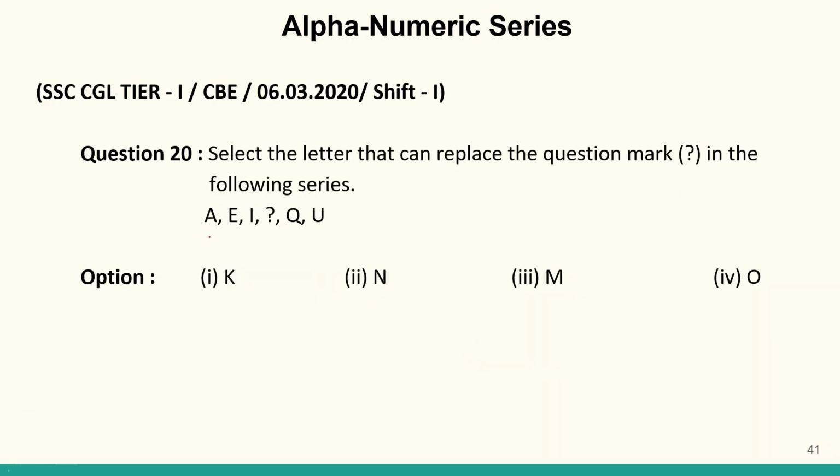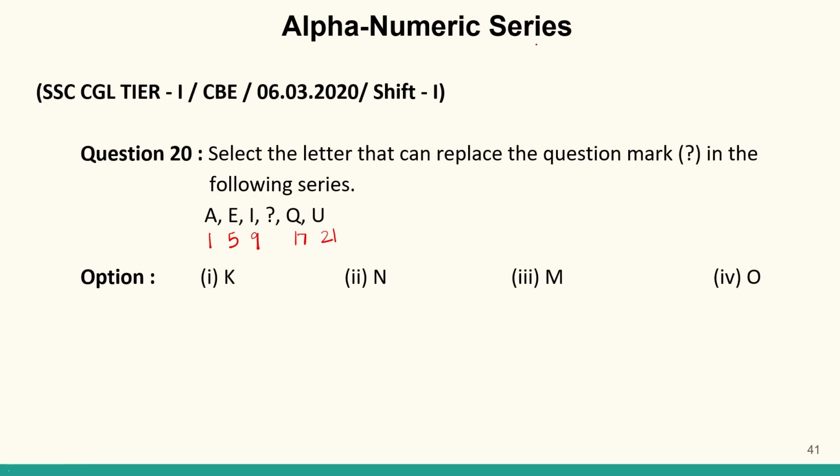Now this question. A is positioned at 1. E is positioned at 5. I is positioned at 9. Q is positioned at 17. And U is positioned at 21.